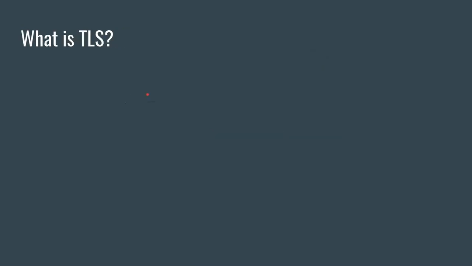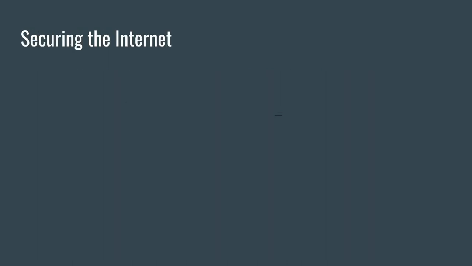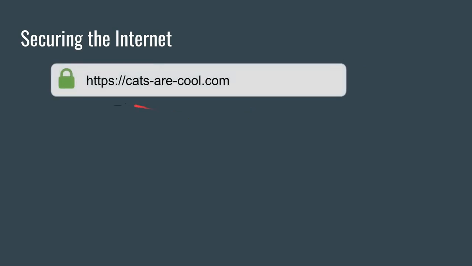First off, what is TLS? The TLS specification says that the TLS, or Transport Layer Security Protocol, provides communication security over the internet. It turns out that the bulk of data that is sent or received over the internet is secured using TLS behind the scenes. For example, if you type a URL into your web browser that starts with HTTPS, you are using the HTTP protocol with TLS under the covers in order to encrypt that traffic.